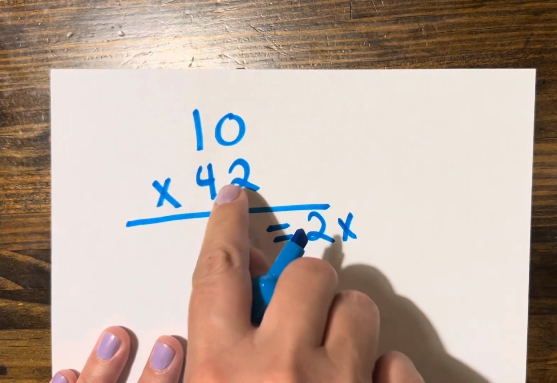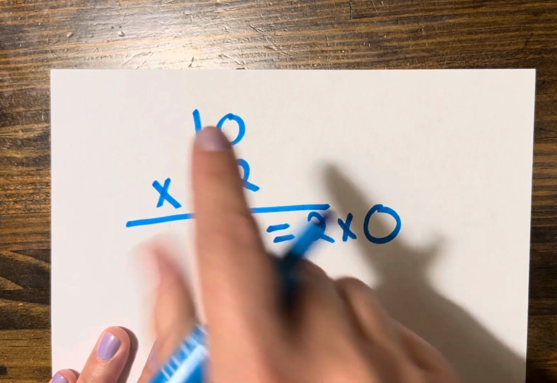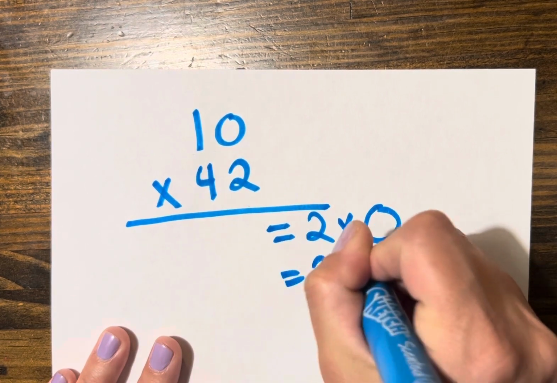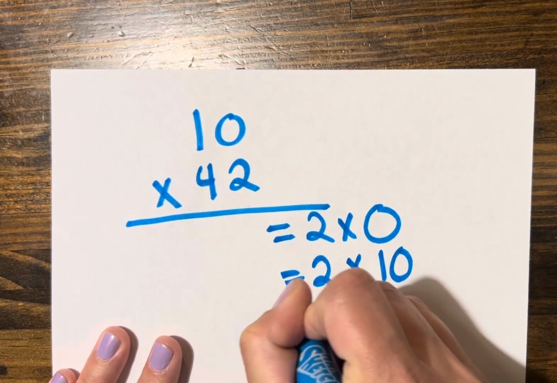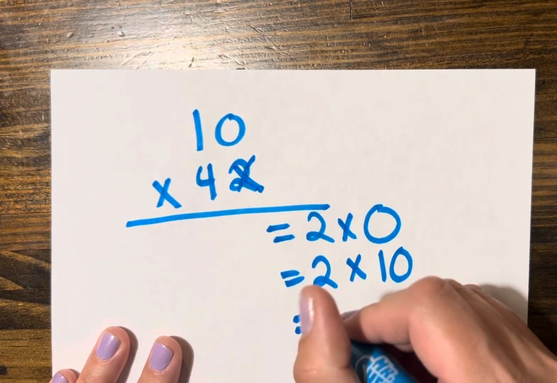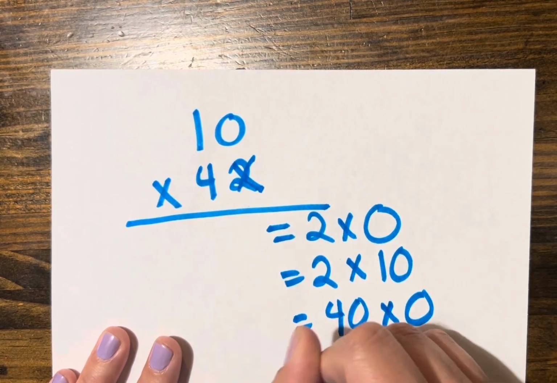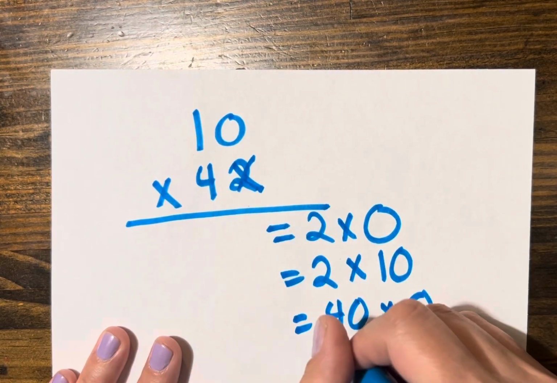We'll have 2 times 0, 2 times the value of the 1, which is 10. I'm done with the 2. Now I'm going to multiply the value of the 4. That's 40 times 0 and 40 times 10.